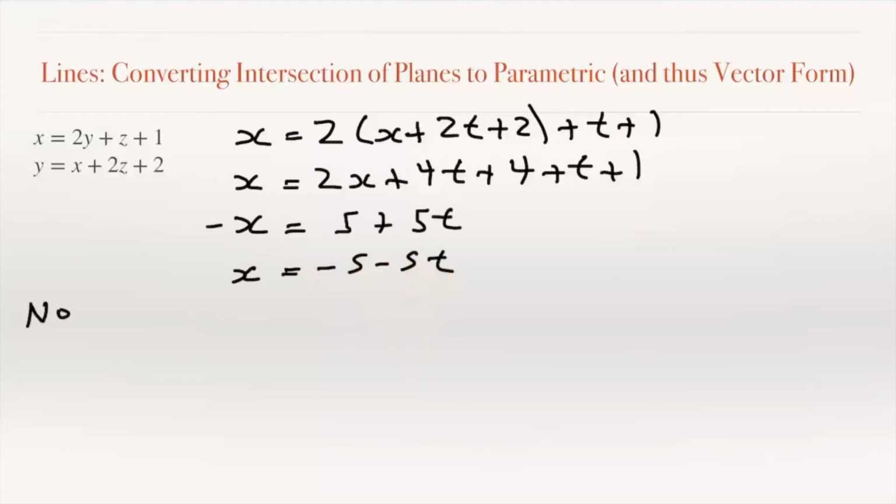And now we want to do the same thing to y. So now y is x plus 2t, we renamed c to t, plus 2. And this whole guy is x. So we can just put that there, and we get y in terms of t only.